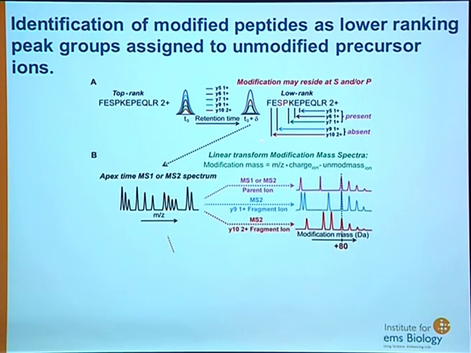If they're modified, you should identify fragment ions that correspond either to a fragmentation to the Y8 or the Y10 that has the same mass. You can also look at the precursor ion, and if you see an ion at an intensity at the same mass shift, you can get fairly certain that it could be a modification. So what you do is at the apex time, here, you take the MS2 spectrum as it is acquired, and you make a so-called modification mass spectrum.